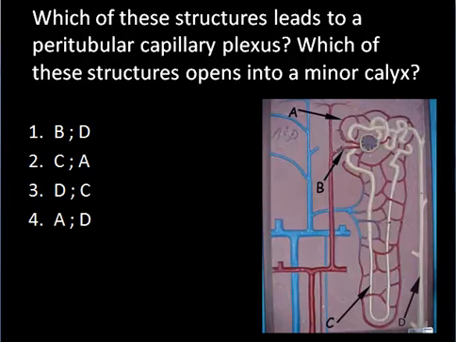So we've determined that A is the one which gives rise to the peritubular capillary plexus, and D is the one which opens into a minor calyx. So it would be A and D. So this would be the choice, the correct choice.